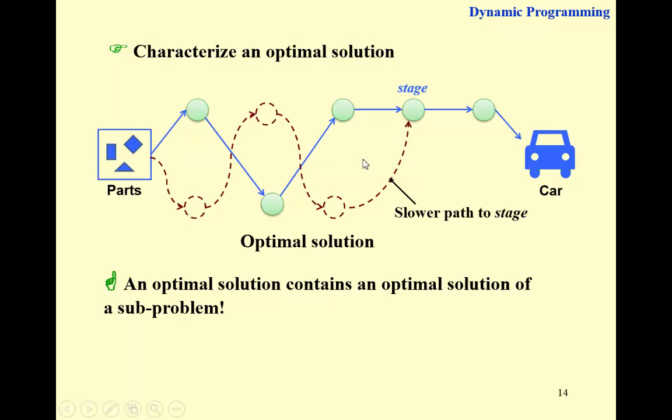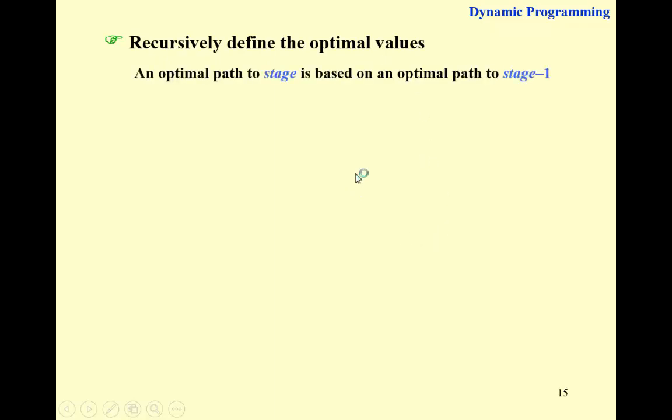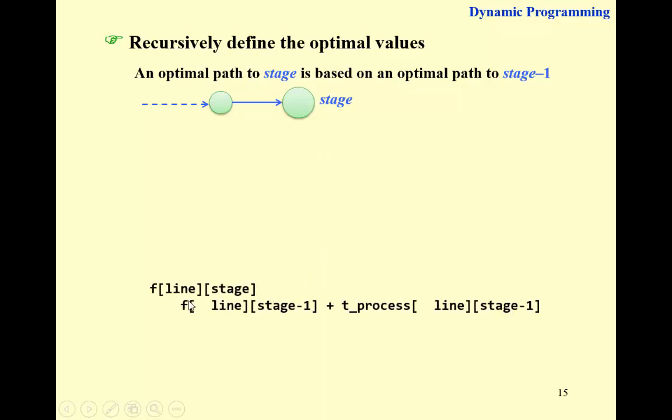Next, we're supposed to do divide and conquer, right? Recursively define the optimal values. So for any subproblem at any stage, an optimal path to this stage is based on an optimal path to the previous stage, to stage -1. Okay, so suppose this is the stage we're currently looking at, and this is the previous stage, that's the stage -1. So what we have is this.